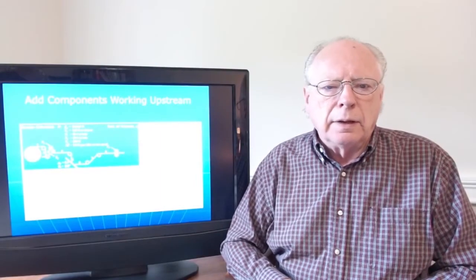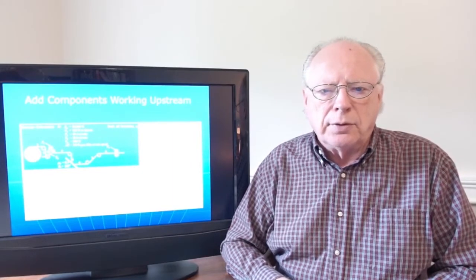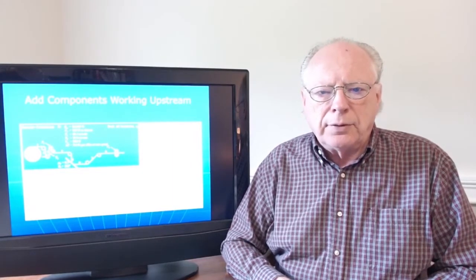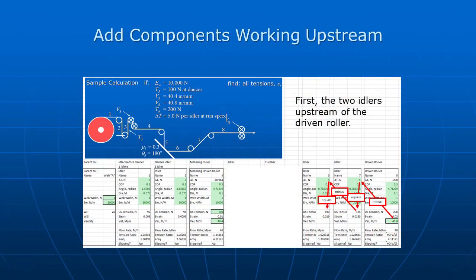Now we're going to fill in the rest of the idlers and work our way back up towards the master roller. And so the idler calculation is the same. We have a tension in span 8. We subtract the drag of the idler at the end of span 7. That gives us span 7 tension. Subtract the drag from that, that gives us span 6 tension.